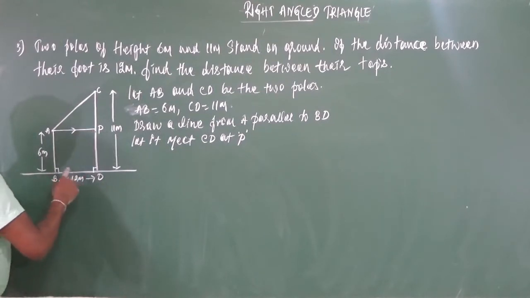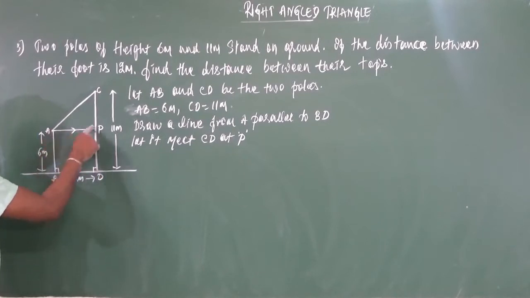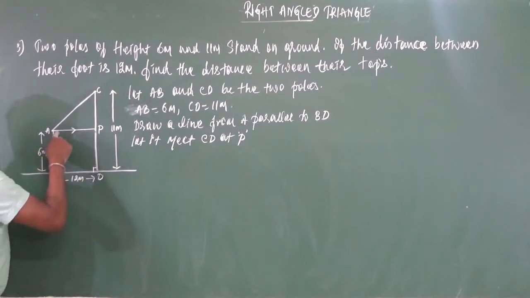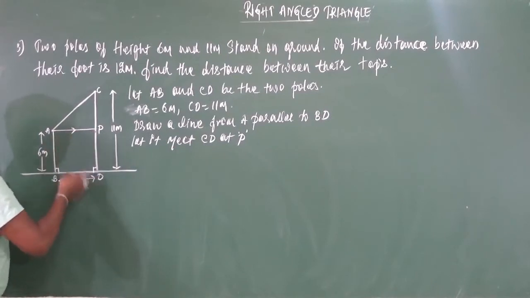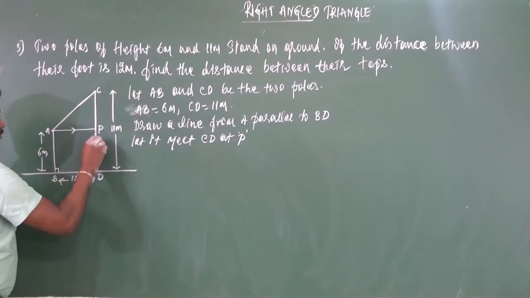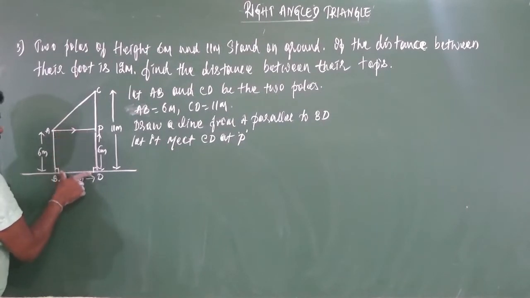Now here this becomes exactly a rectangle, or maybe a square, whatever it is. So maybe it is going to become a rectangle. So this is 6 meters, this is 12 meters. As this line is drawn parallel, this length will become equal to this. So PD will be equal to 6 meters now, as this line is drawn parallel to the base.